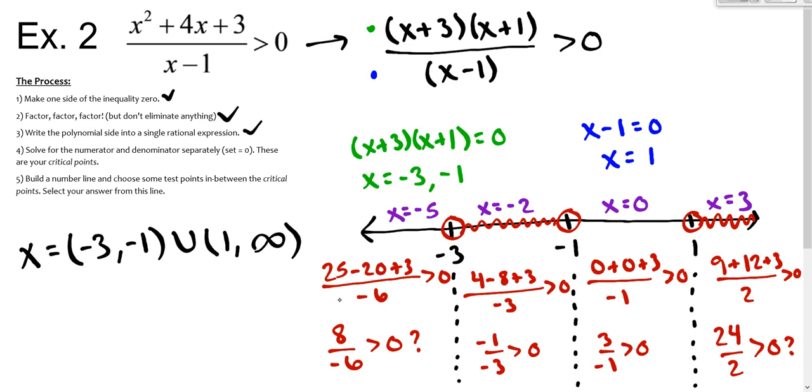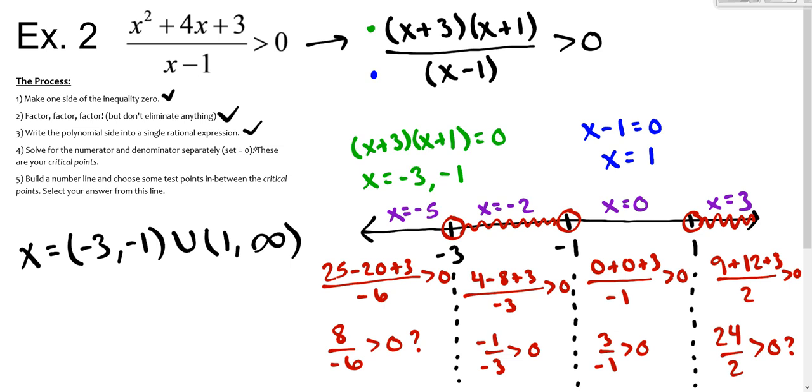So to recap the process, first, you're going to make sure that one side of the inequality is 0. For today, that's always going to be true. Second, we want to factor everything as much as we can, but don't eliminate anything just yet. Once it's been factored, we want to write the polynomial side as a single rational expression. Again, for today, that will already be done. Then you're going to solve the numerator and denominator, which means set them each equal to 0. Those provide you what are called your critical points.